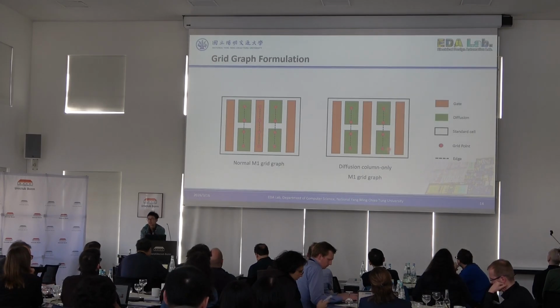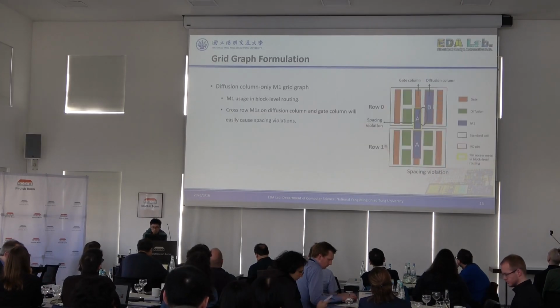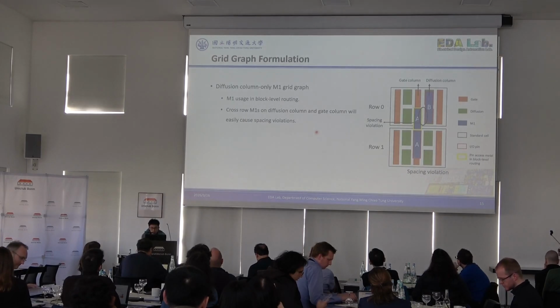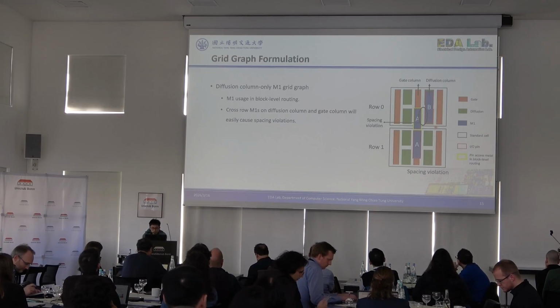The reason for diffusion column only M1 grid graph is the M1 usage in block level routing. Cross-row M1s on diffusion column and gate column will easily cause space violations. In this figure, A signal has a space violation with B.